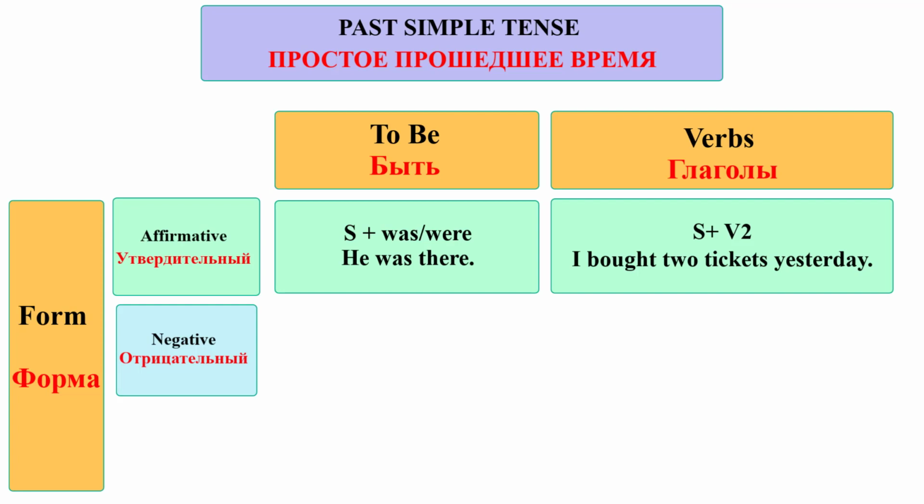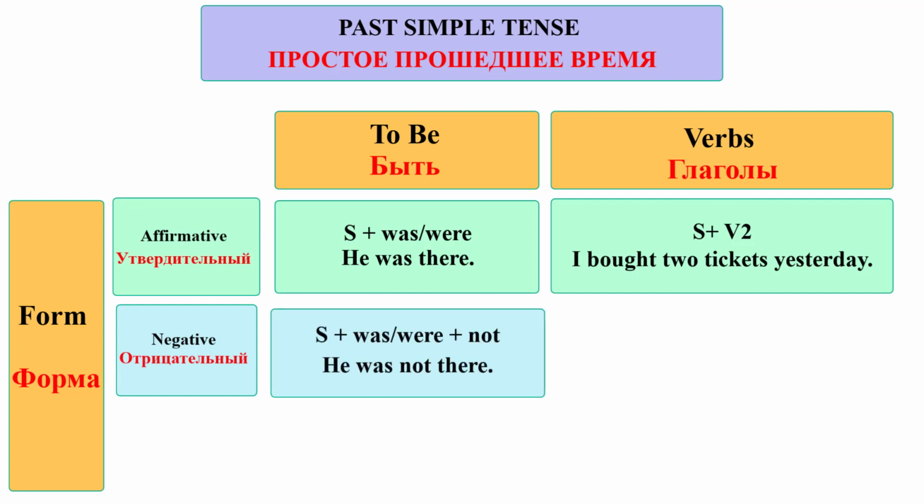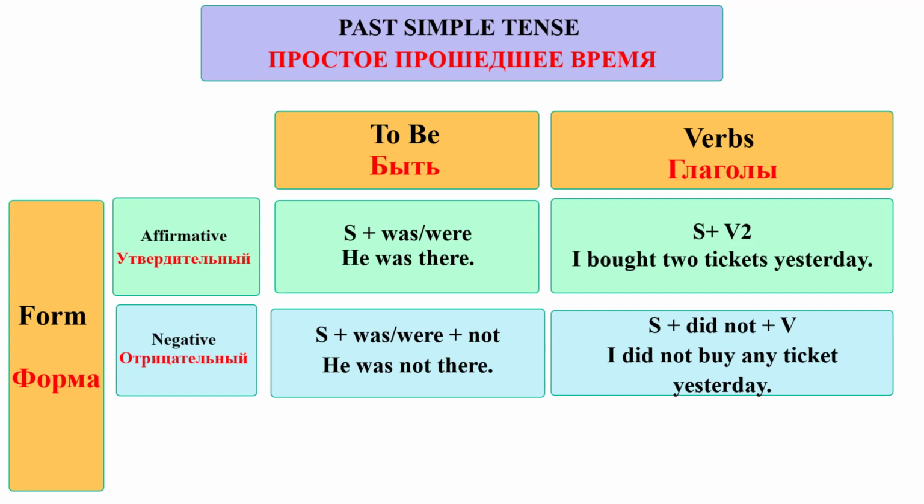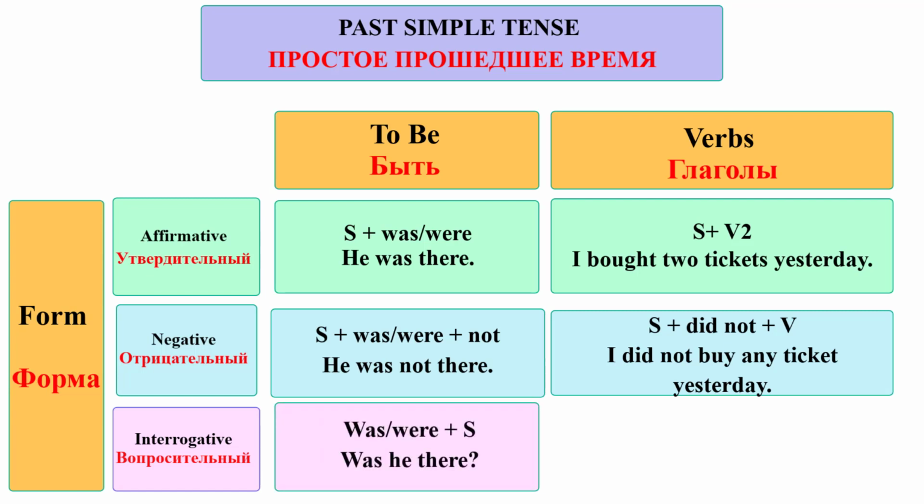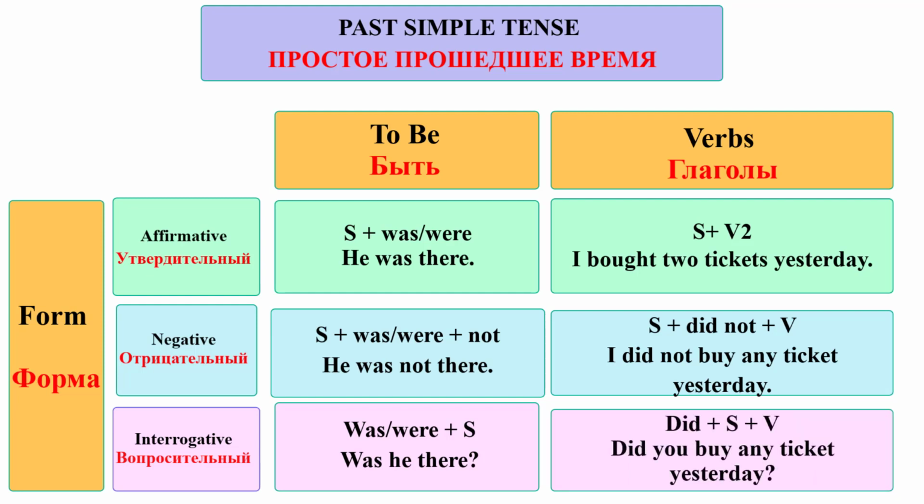Negative. Subject plus was or were plus not. He was not there. Subject plus did not plus V. I did not buy any ticket yesterday. Interrogative. Was or were plus subject. Was he there? Did plus subject plus verb. Did you buy any ticket yesterday?